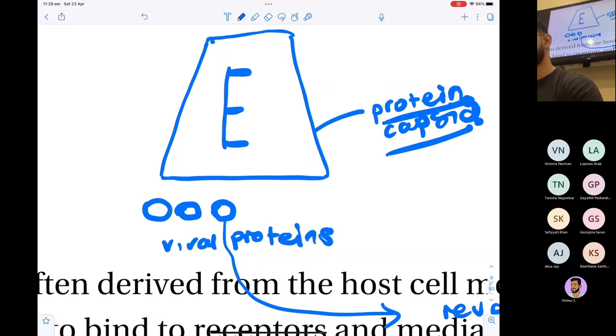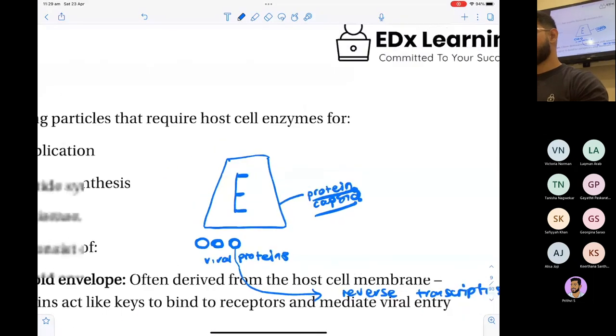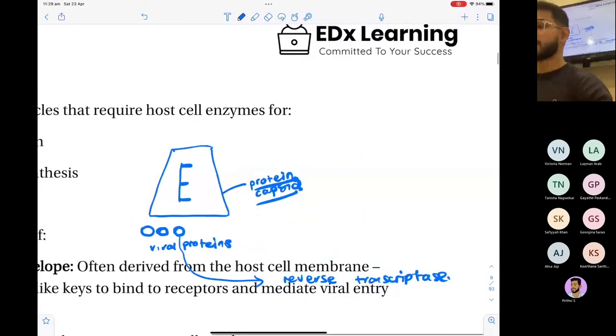The reason you need to know this, especially if you're in science, is a lot of the medications we give patients, antivirals, target these enzymes. Okay? Does that make sense? Good. Reverse transcriptase, you should know that.